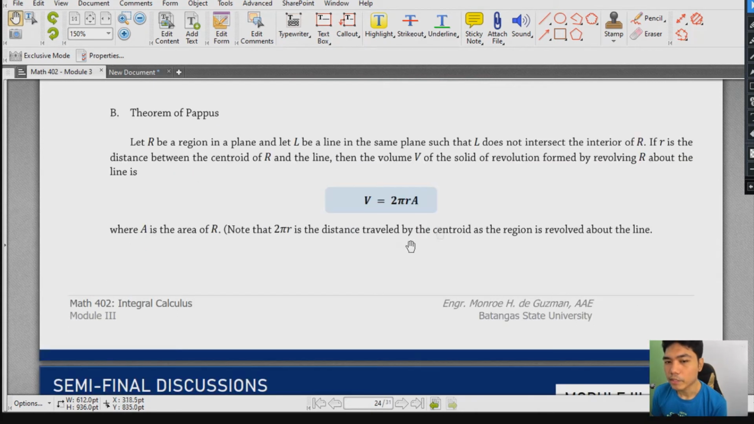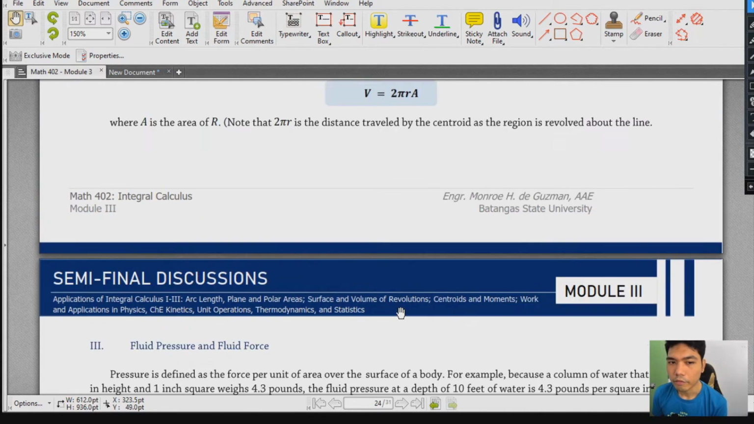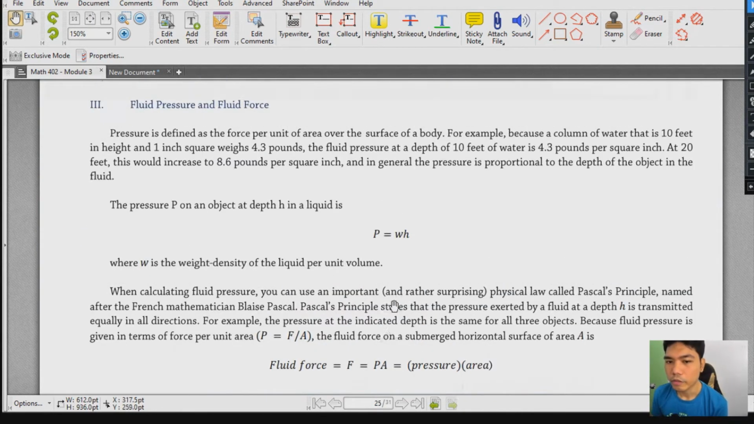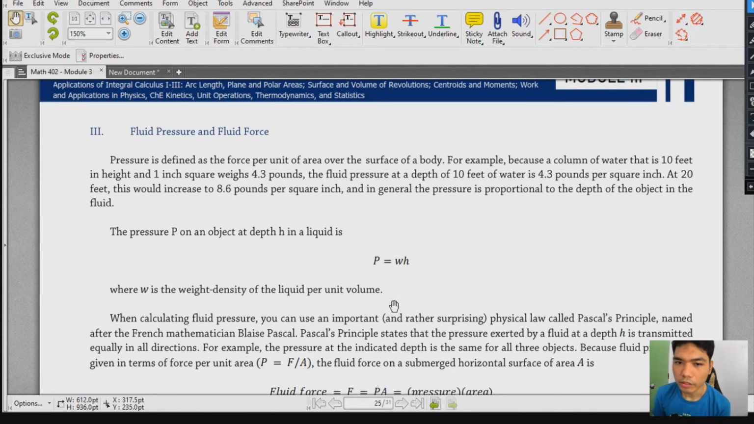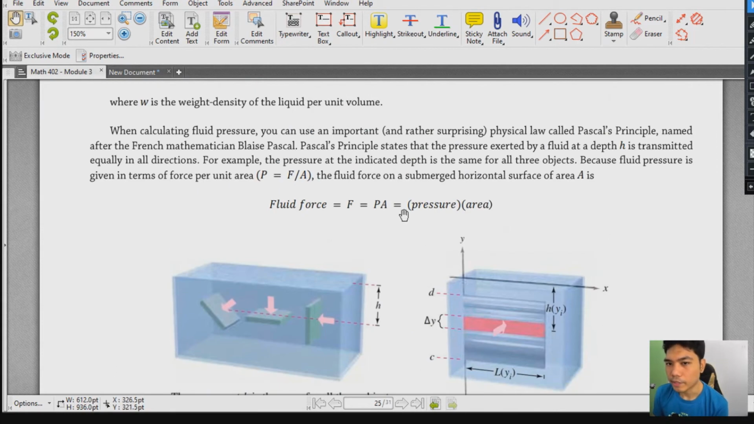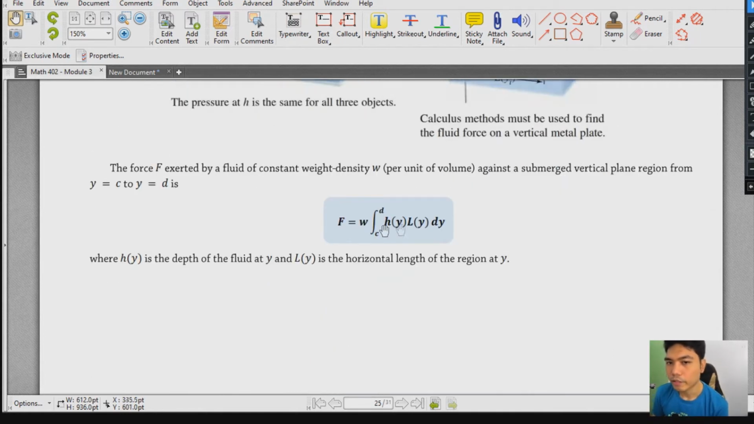The theorem of Pappus, I'll be skipping this because I've already discussed this, and we'll have the fluid force and fluid pressure. So basically, hindi ko na siya masyado i-discuss yung ano ba yung fluids, ano ba yung pressure, alam niyo na naman yan. But the concept here is just the fluid force is the pressure times the area, alam niyo na naman yan, no? And the formula for finding the force is simply the weight density, tama? Weight density, that's the weight per unit volume.